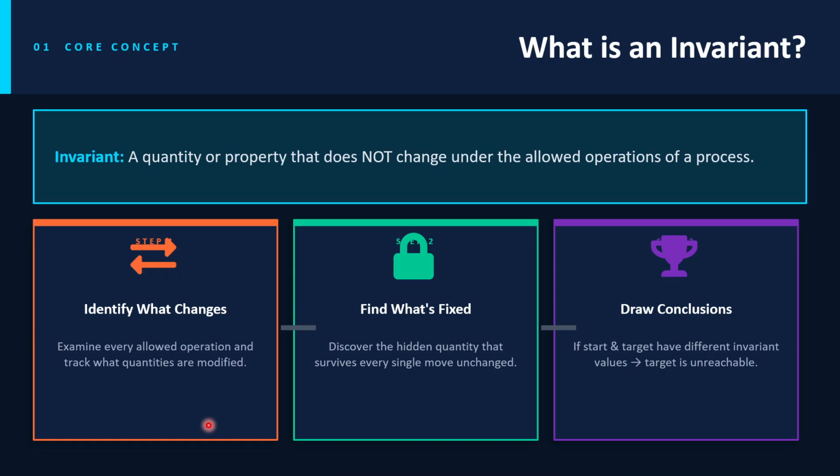Okay, so let's start. First of all, what is an invariant? An invariant is a quantity or property that does not change under any allowed operations of a process. You're just looking for what doesn't change. That's it, simple. First of all, you have to identify what changes, then only can you think about invariance. And when you're trying to identify what changes, you might actually find what's fixed so that you can draw the conclusions.